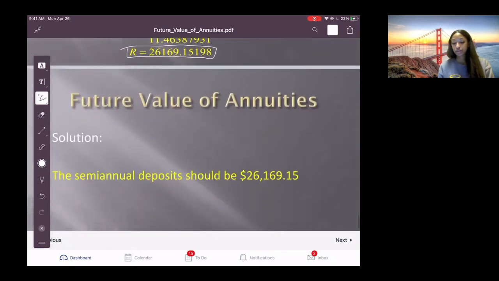All right, so our solution. How much should we deposit every 6 months into this account in order for it to grow to $300,000? The semi-annual deposits should be $26,169.15.